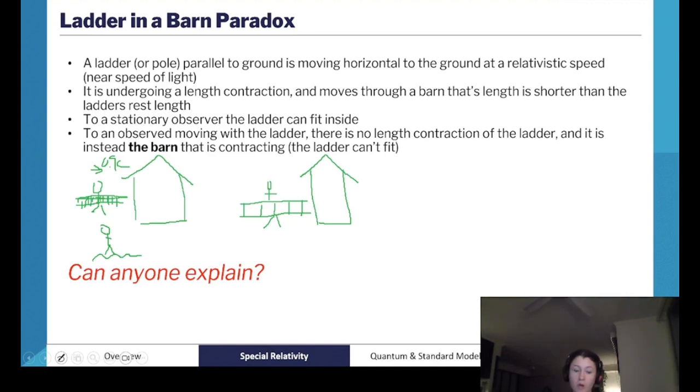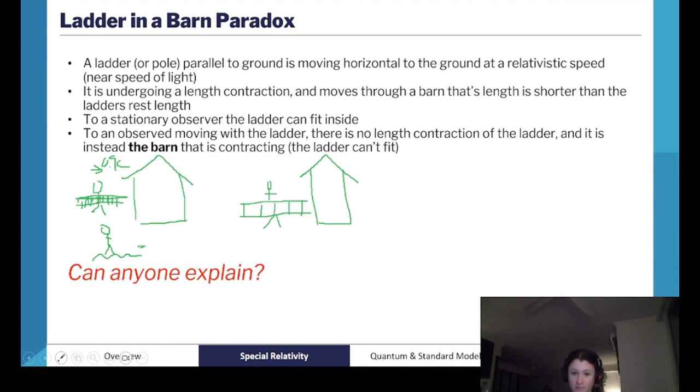So how can the ladder fit inside? The observer sees the ladder fit inside, but from this person's frame of reference, the ladder is never going to fit inside because it's too long. So, who's right? What is the solution? Right? How can it be that in this person's frame of reference, the ladder fits in, but in this person's frame of reference, it doesn't? Does it fit or does it not fit?